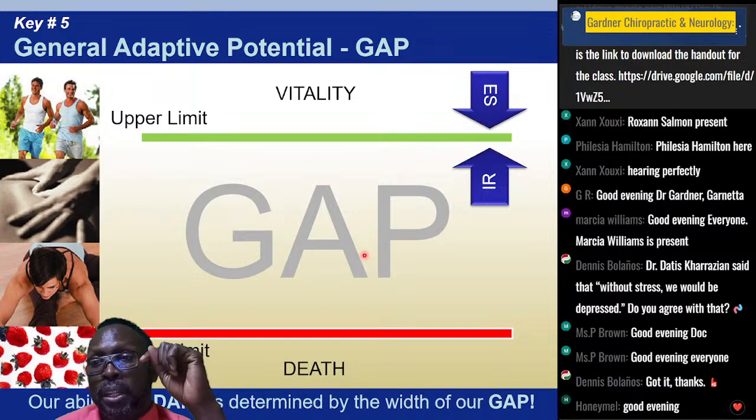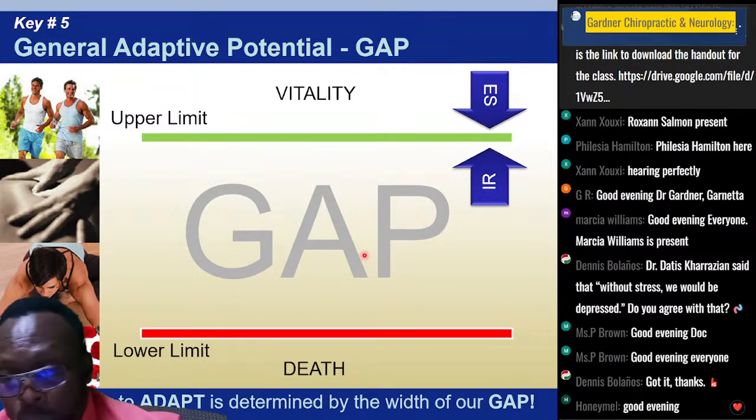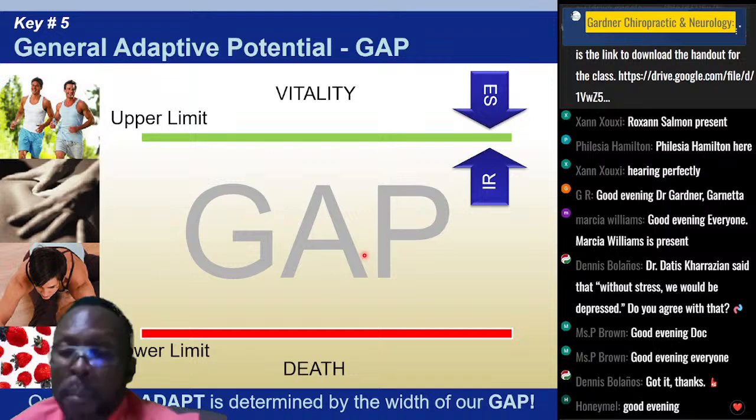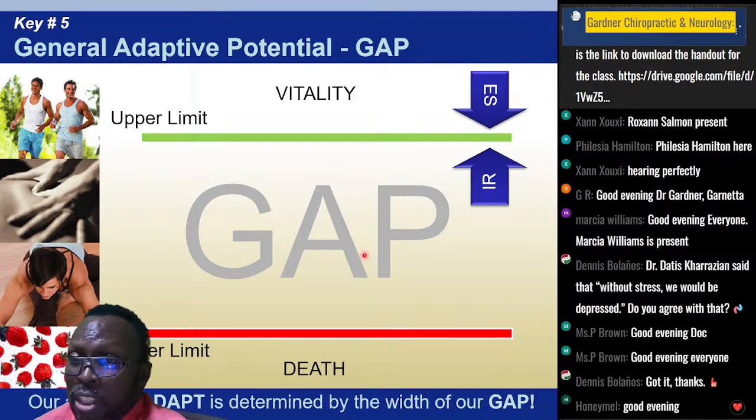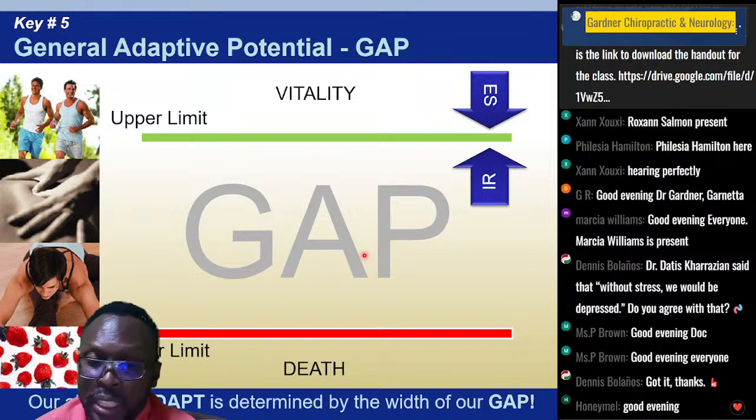Sleeping well, sleeping for good periods will improve our internal resistance. Lacking sleep is stressful and it reduces our resistance.